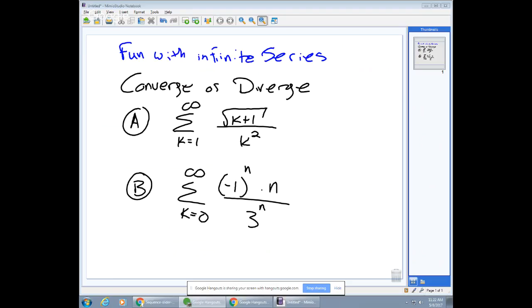All right, sequences and series. So we got a couple of mystery series here. We're going to try and figure out if they converge or diverge. So let's take a look at series A. We have a tweak of a p-series there. We have the square root of k plus 1 over k squared.